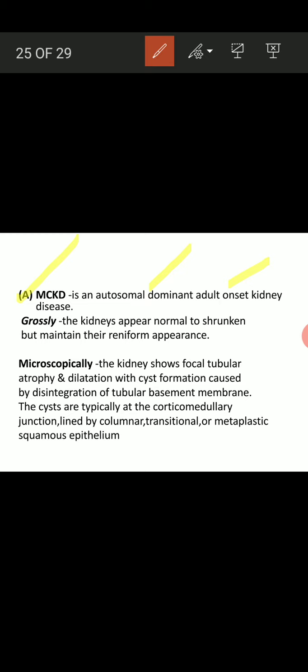Grossly, the kidneys are normal to shrunken and maintain the reniform appearance. Microscopically, the kidney shows focal tubular atrophy and dilatation with cyst formation. The cysts are typically at the cortico-medullary junction and are lined by columnar, transitional or metaplastic squamous epithelium. So these cysts in medullary cystic kidney disease are at the cortico-medullary junction.